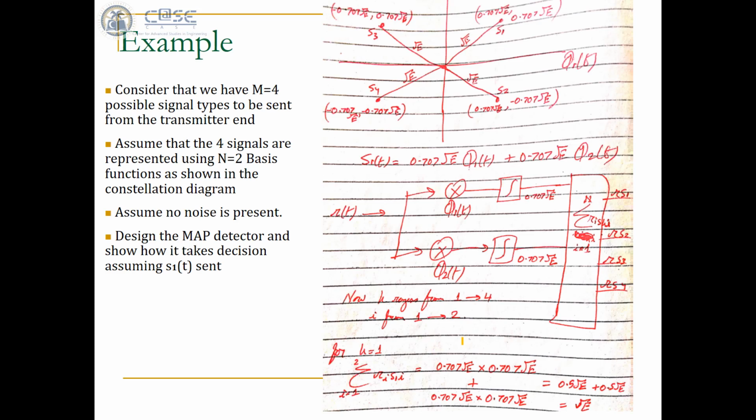Next let's see how we can compute the various values at each stage of this block diagram, for all values of k ranging from 1 to capital M, equivalent to 4, and for all values of i ranging from 1 to capital N, equivalent to 2. Let's see this value here. How did we compute these two values in the first stage?